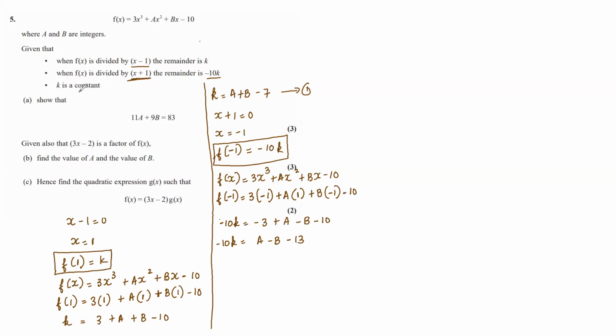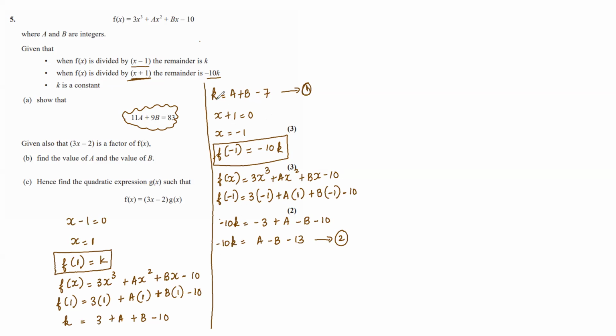Now, see that k is a constant and we need to show that 11a plus 9b is equal to 83. When I look into this equation, I can see that there is no k term. So what we need to do is make the coefficient of k the same, and then do the simultaneous equations. Let's take this as the second equation. So we know this is minus 10k.